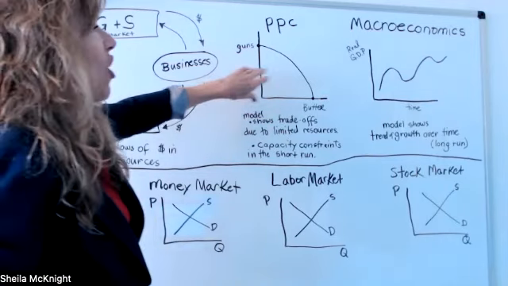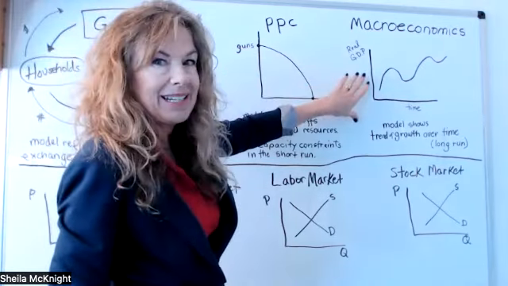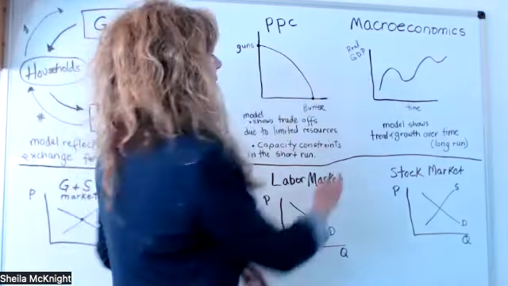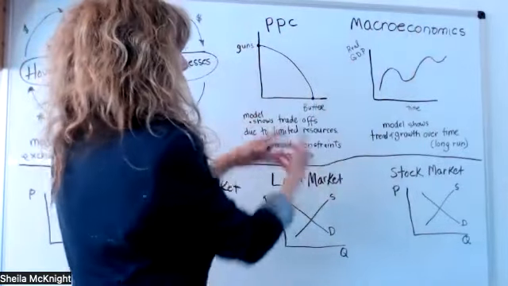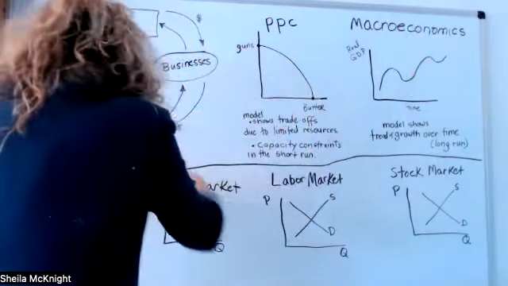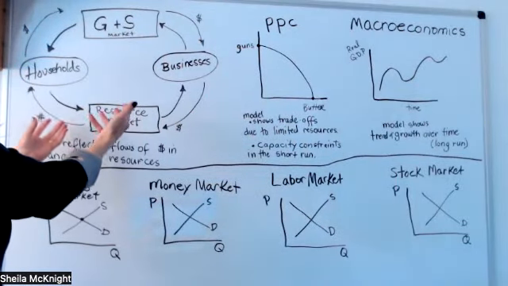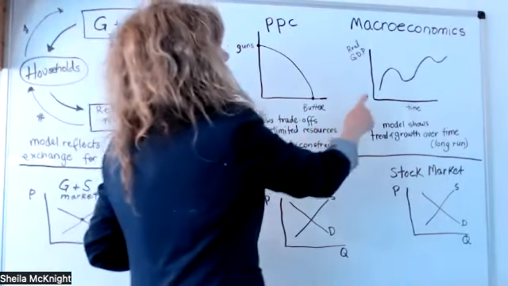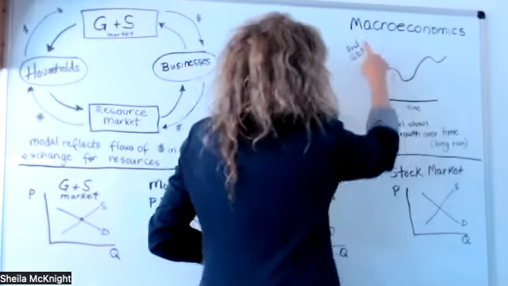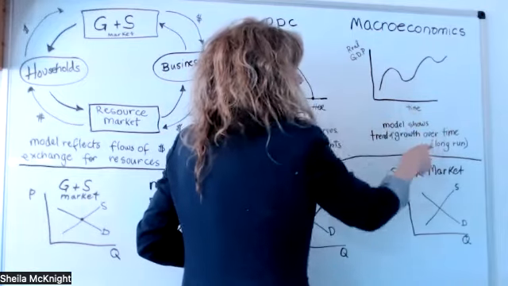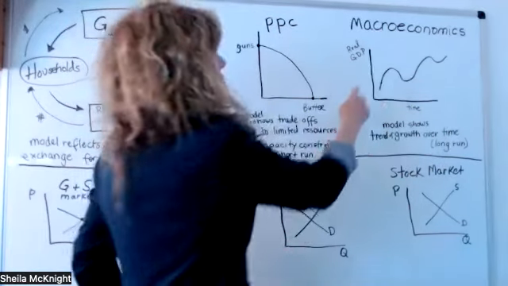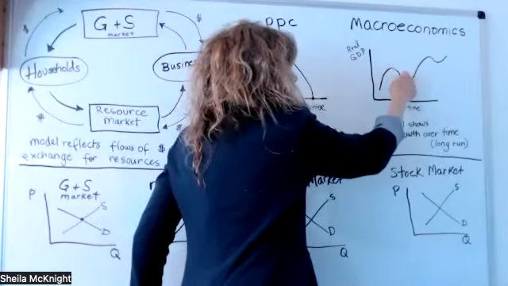Over here, we're looking at a business cycle graph. On this graph, we're measuring real GDP. GDP represents the total value of everything we can produce given these resources that we have. The trend over time, so we're measuring GDP to time, shows growth over time. So this is a long run picture of business expansion, contraction, expansion, contraction.